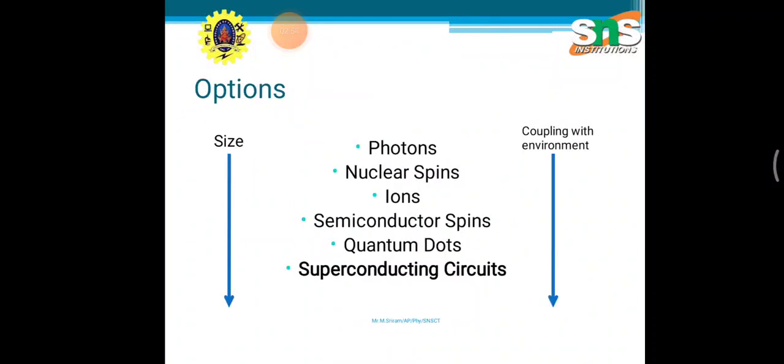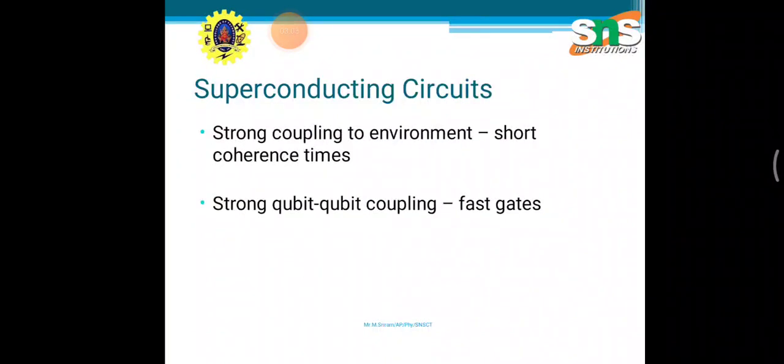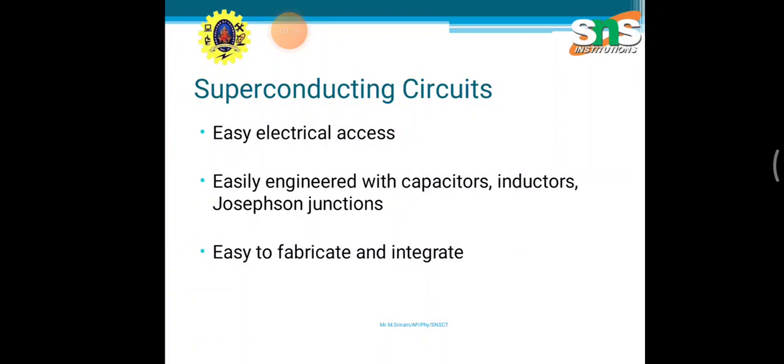Now the options, size and coupling with the environment. Photons, nuclear spins, ions, semiconductor spins, quantum dots and superconducting circuits differ here. Superconducting circuits have strong coupling to the environment and short coherence times, and strong coupling allows fast gates. These circuits have easy electrical access and are easily engineered with capacitors, inductors or Josephson junctions, and are easy to fabricate and integrate.